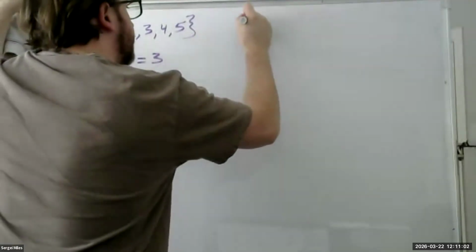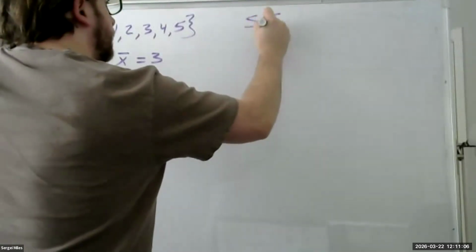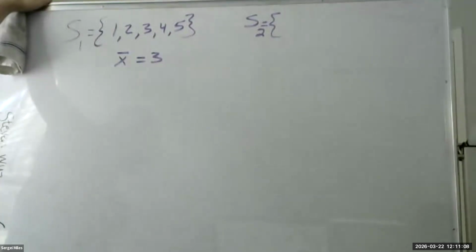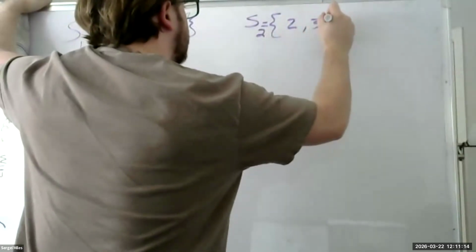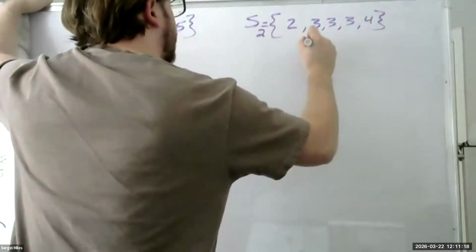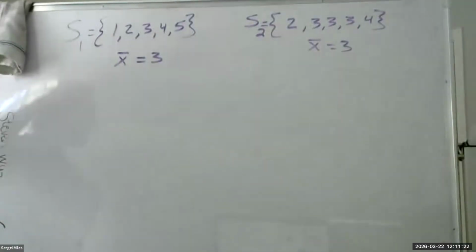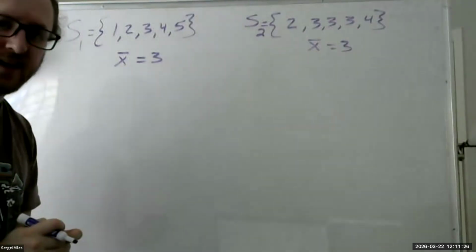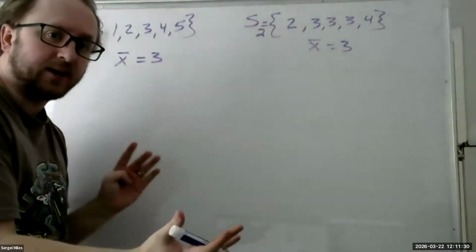Okay. Sample 2, on the other hand, has data entries 2, 3, 3, 3, 4. All right, and the average here is also 3. So they have the same average. They have the same central tendency. But we'll see here there is a difference in terms of their variability.